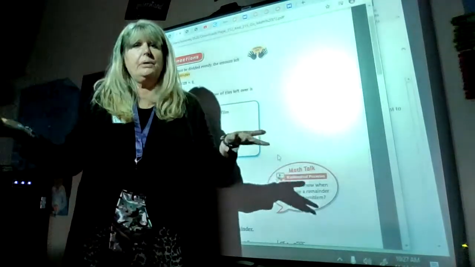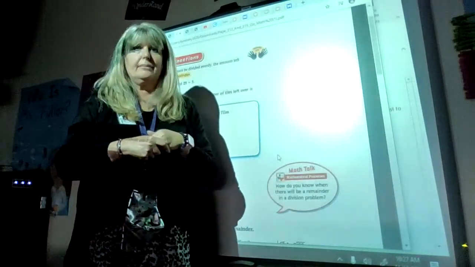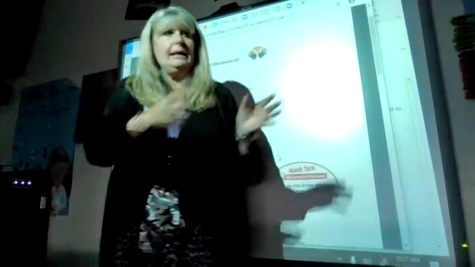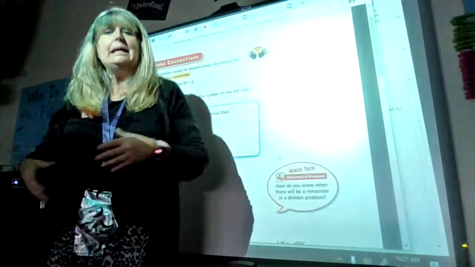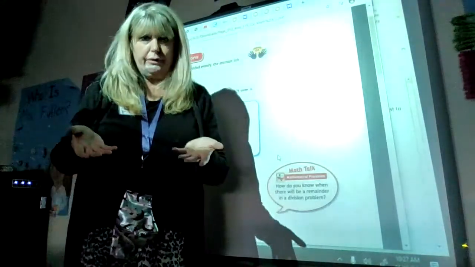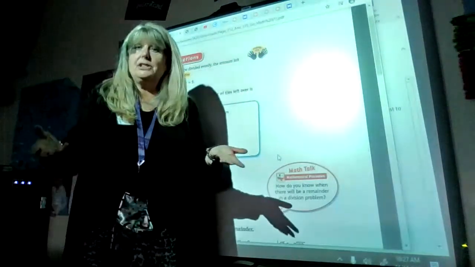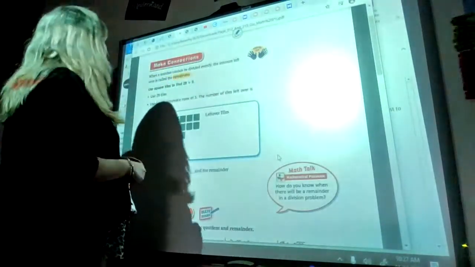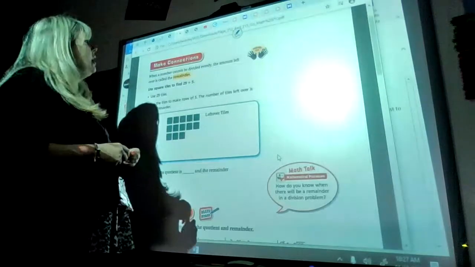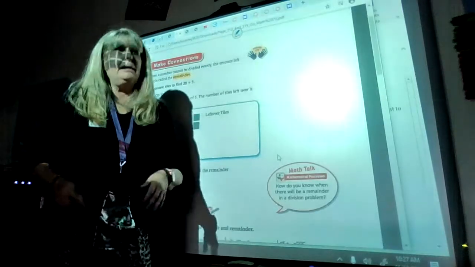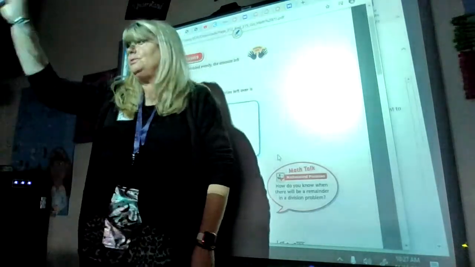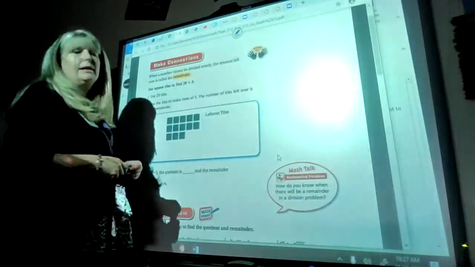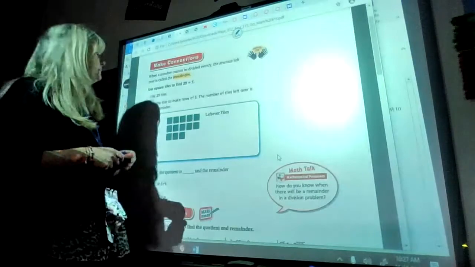Does anybody know what a remainder is? Okay, a remainder is when you're dividing something into groups equally, it is something that's left over. So today's lesson we're going to be talking about remainders, or things that are left over. Let's look at this first one. When a number cannot be divided evenly, that means you get 2, you get 2, you get 2, and everybody gets the same amount. The amount that's left over is called the remainder.